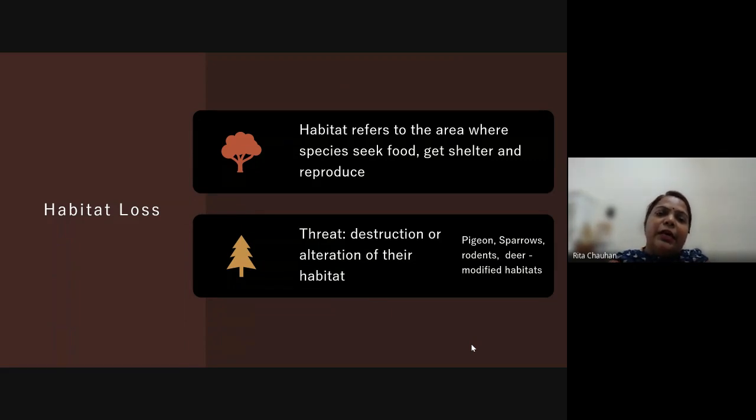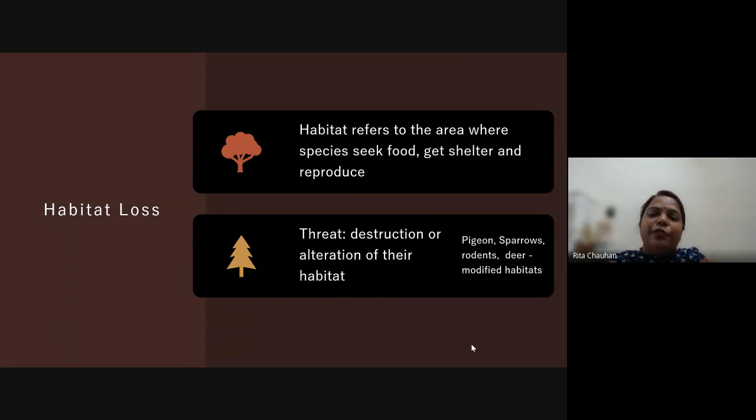Another thing is habitat loss. What is a habitat? A habitat is an area where a particular plant, animal or species lives.